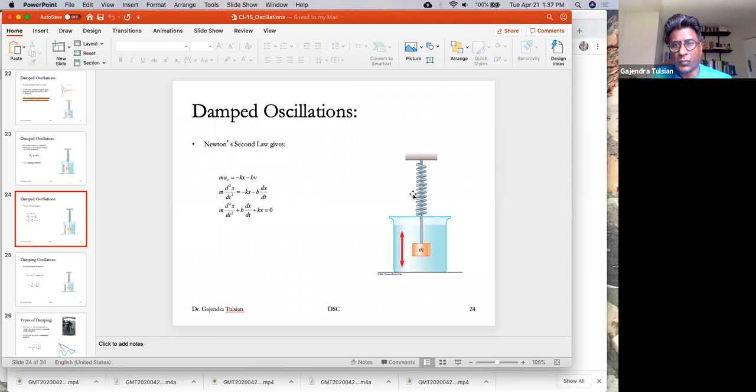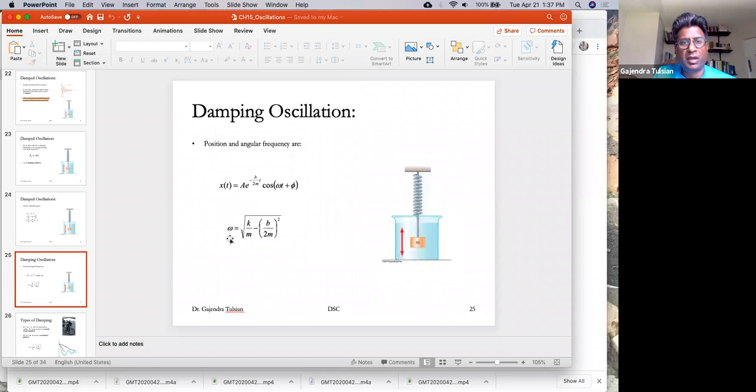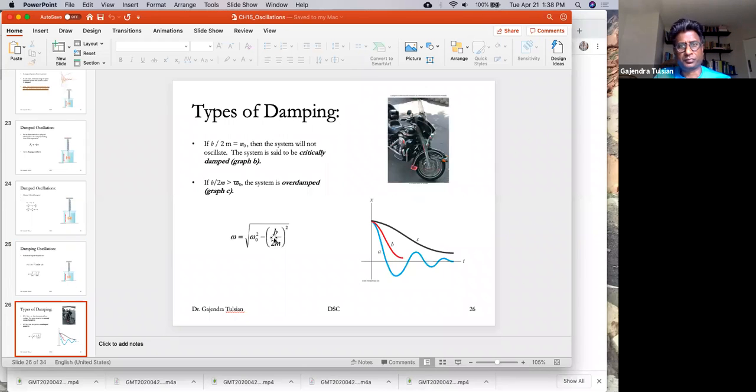Again, what we have learned in just 20 minutes is to model a more complicated system. We started off modeling a system where there was no friction, and now we've learned how to model with friction present. And here's the solution. You can see that the oscillation frequency is slightly altered. This was the frequency without friction, and with friction present, the frequency got altered a little.